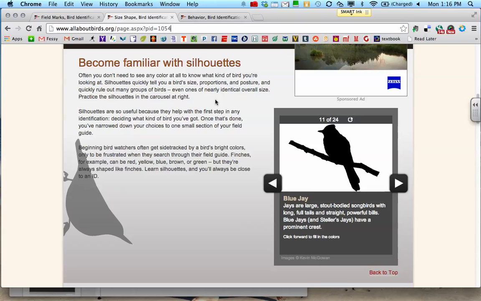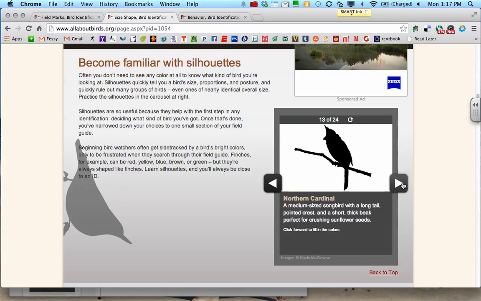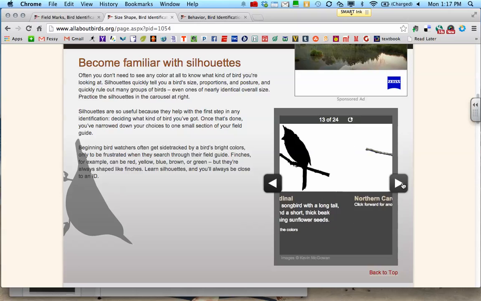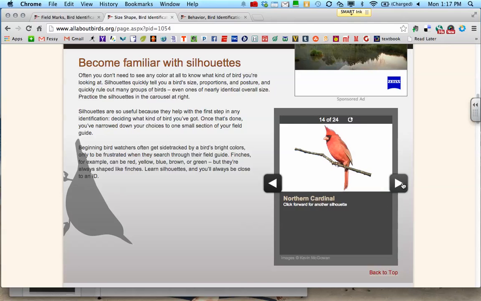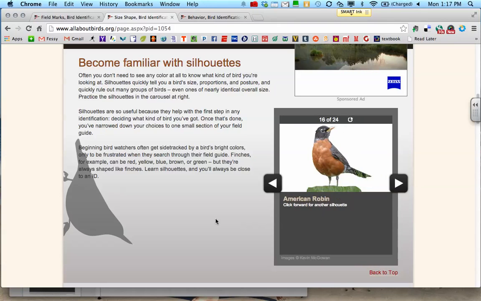Here are a few of the bird's silhouettes. I'll scroll through here on the right. Here is the blue jay silhouette. There's the blue jay colored. There's a northern cardinal. This happens to be a male northern cardinal silhouette, and they are colored. And the American robin, silhouetted and colored.